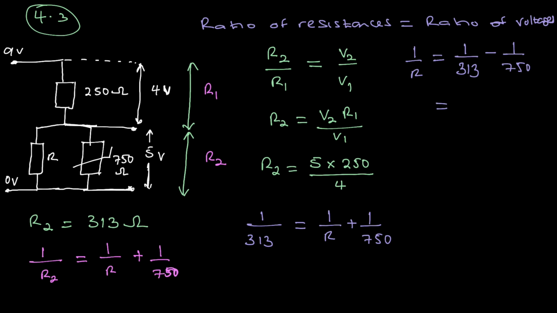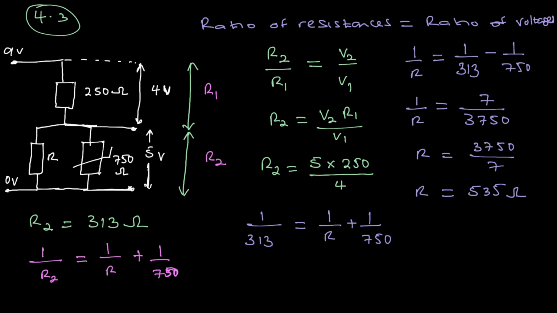If we use our calculator, we should get 1 over R equals 7 over 3750. Therefore, R equals 3750 over 7, and that equals 535 ohms. And that implies that R is roughly equal to 540 ohms.